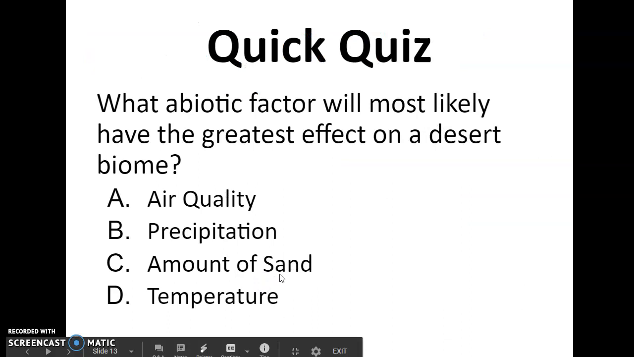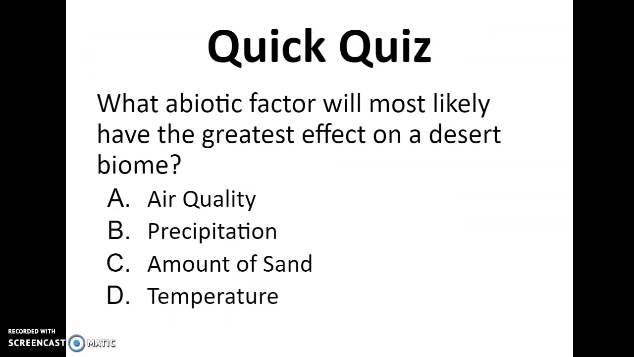So let's do a quick quiz. What abiotic factor will most likely have the greatest effect on a desert biome? A, air quality, B, precipitation, C, amount of sand, or D, temperature. If you said B, precipitation, you are correct.